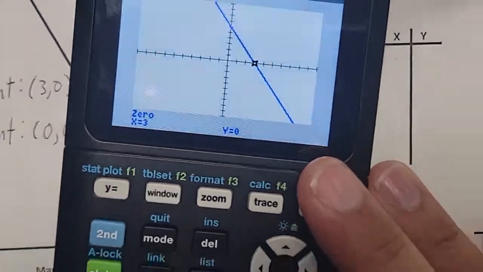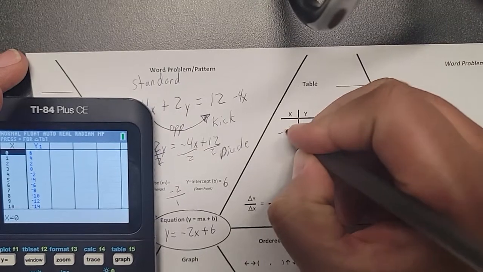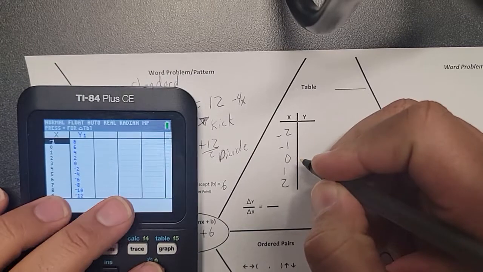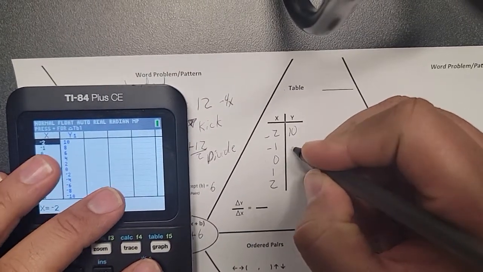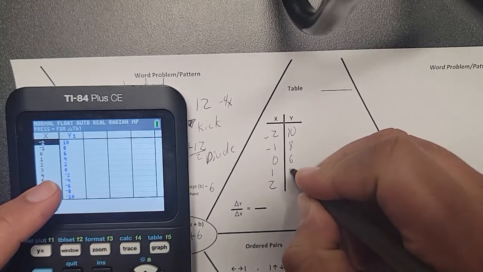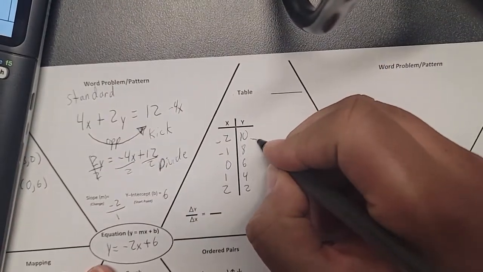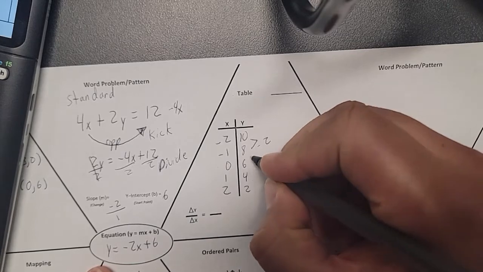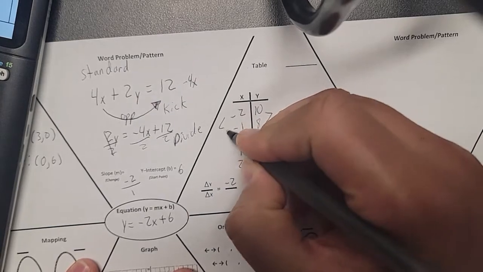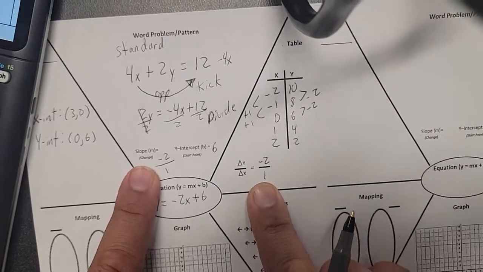From here, to finish the rest of the paper, we push second graph. And let's do negative 2, negative 1, 0, 1, 2. We're going to stick with these numbers. So I'm going to have 10, 8, 6, 4, and 2. All right. My pattern here is a minus 2 on the y side. All this is minus 2. So negative 2 for my delta y. On this side, my pattern is going to be plus 1. So these match.